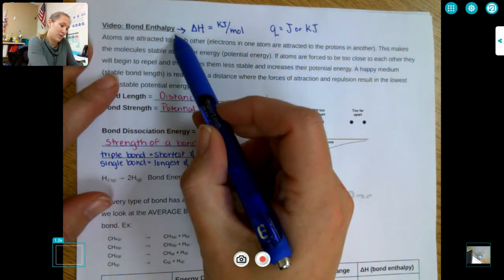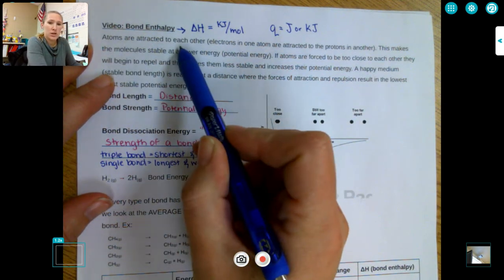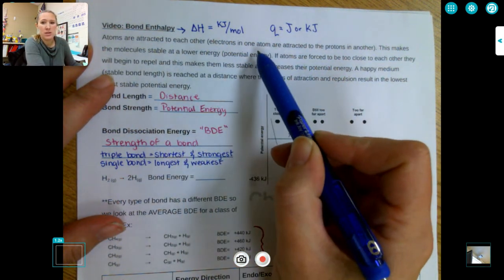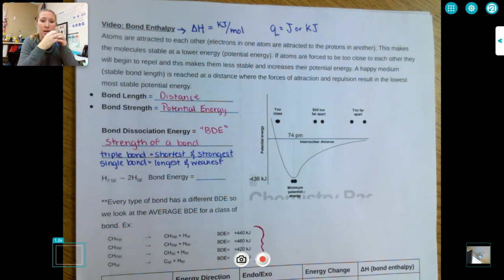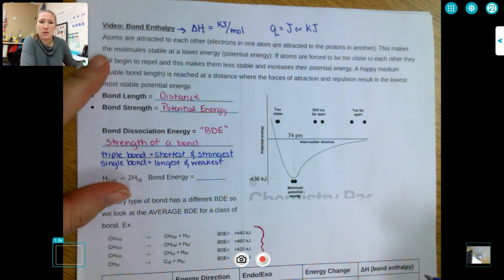So bond enthalpy, we know that atoms are attracted to each other. We know that the electrons in one atom are attracted to the protons in another. They have an attraction for each other. That's how they are stable. They come together and they stay together. So this makes the molecule stable at a low energy, and this energy is potential energy because it's about how close they are together and their attraction between them.